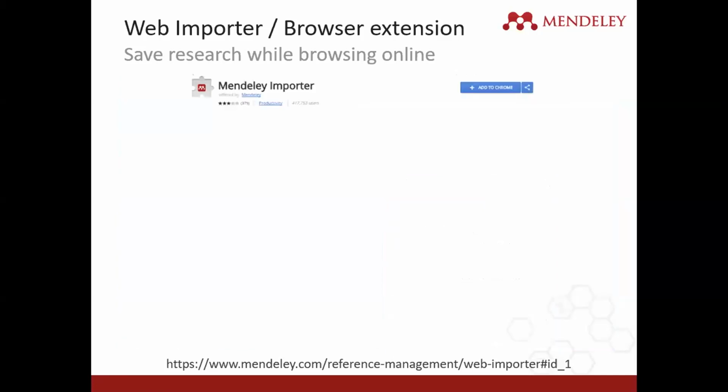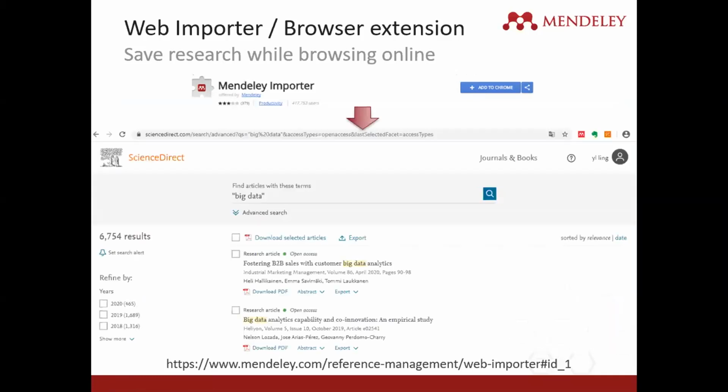This is what you get when you click download web importer, you will get this page. Then you just add the importer to the browser that you are using. This web importer is actually an extension for the browser. Then it will appear like this on your browser.